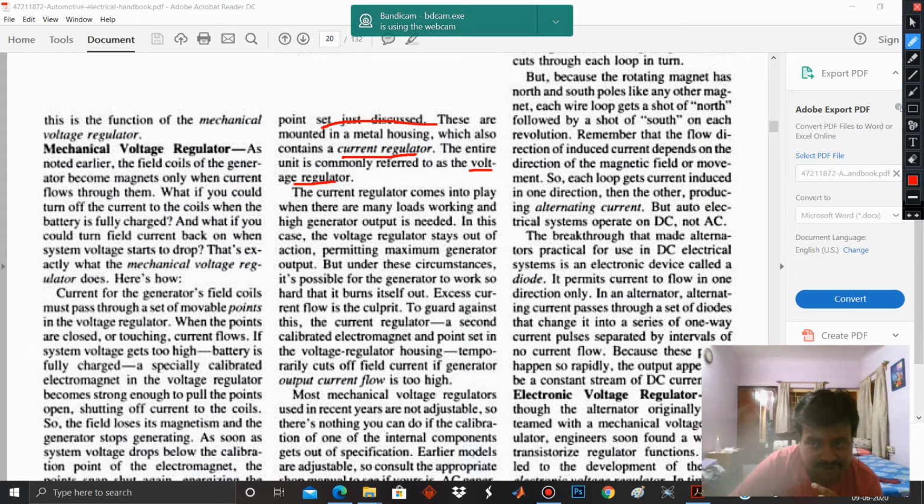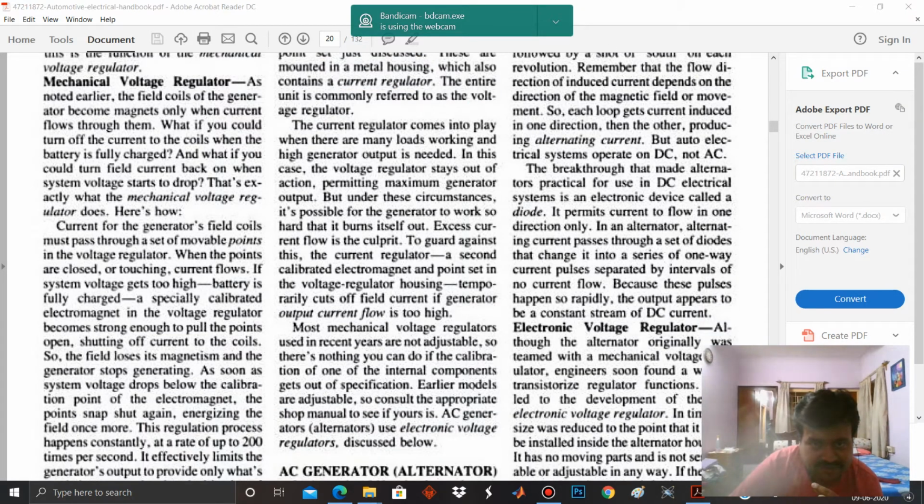The current regulator comes into play when many loads are working and high generator output is needed. In this particular case, the voltage regulator stays out of action, permitting maximum generator output. But besides these circumstances, it's not possible for the generator to work so hard that it burns itself out. The excess current flow is the culprit. So somehow we have to control this excess current.